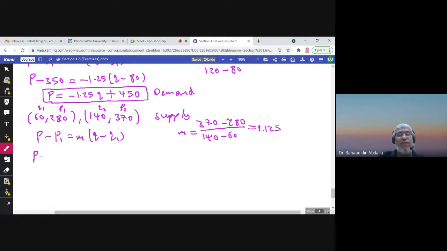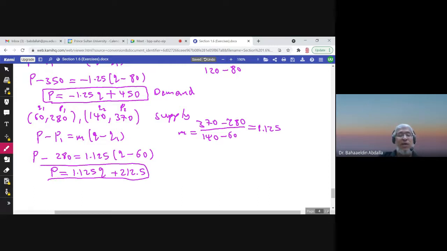So P minus 280 equals 1.125 times Q minus 60. If you solve it for P, you will have 1.125 Q. And notice that the slope of the supply is positive, and that's always the case when it is linear. So multiply 1.125 by negative 60 and add 280 to both sides. So you will have plus 212.5. This is the supply function.